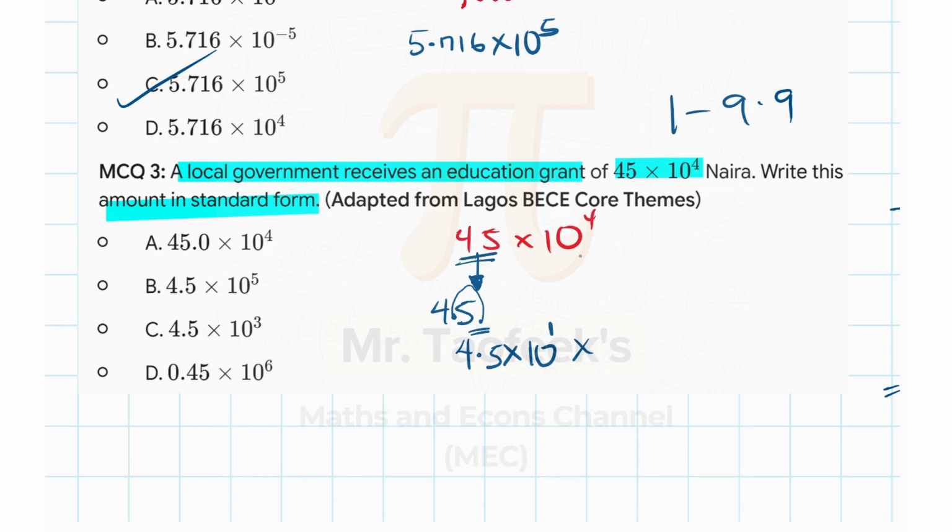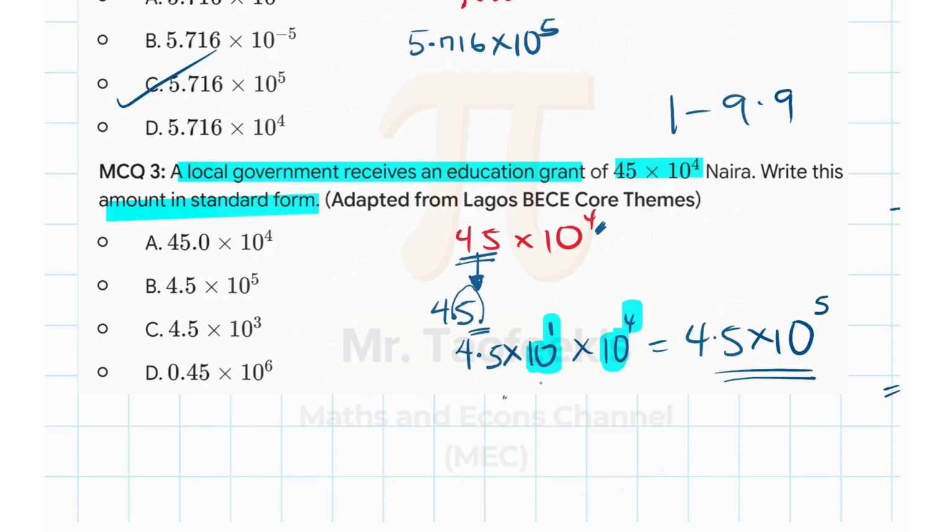Then don't forget there was 10 to the power of 4 initially. Okay, so final answer 4.5 times 10. These two, this is knowledge of indices. This is base 10. This is base 10. This is a power of 1, and this is a power of 4. You can just add the powers. So 10 to the power of 5.